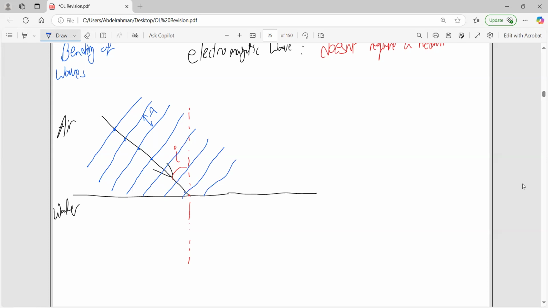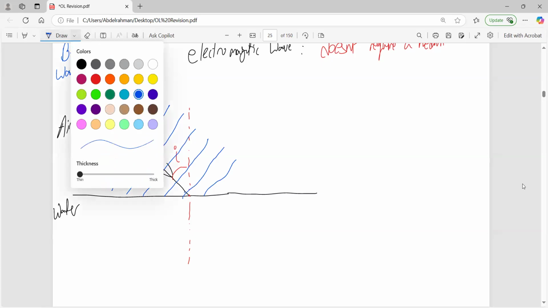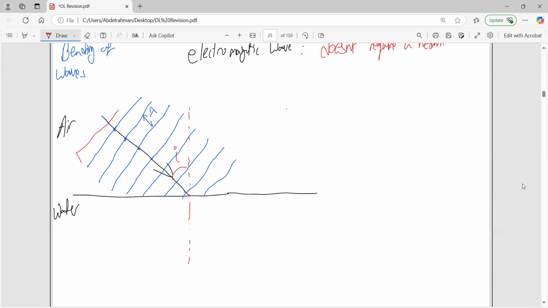If you think about the whole width of the wavefront, this whole distance, for example: the first one hasn't yet reached the boundary. The second one also hasn't reached the boundary. The third one, the fourth one. Moving on to the fifth one, only part of the wave has reached the boundary. So this part will start to change its speed first.